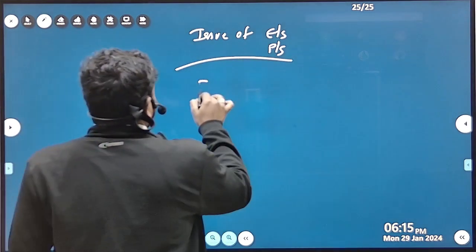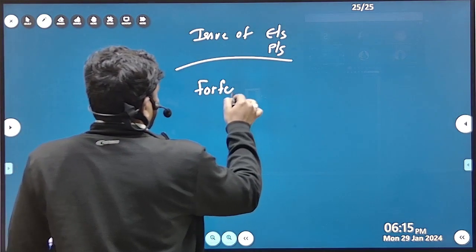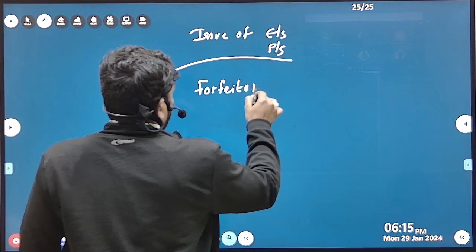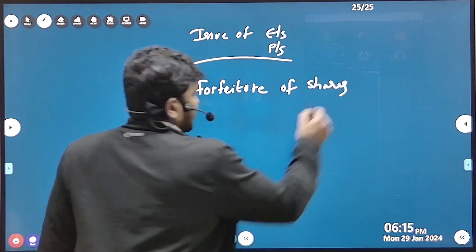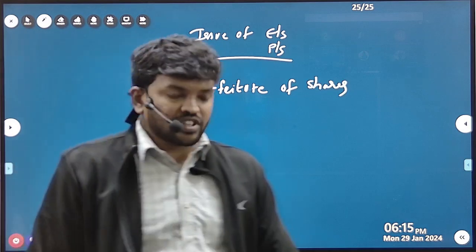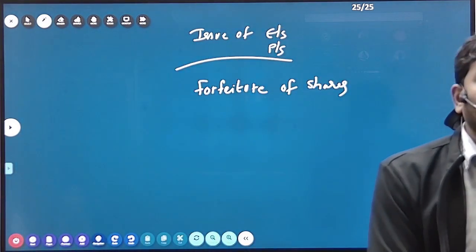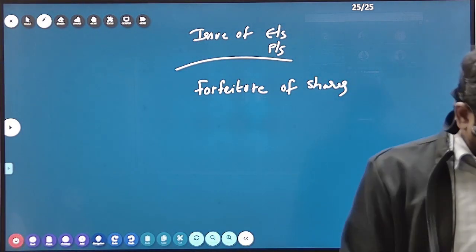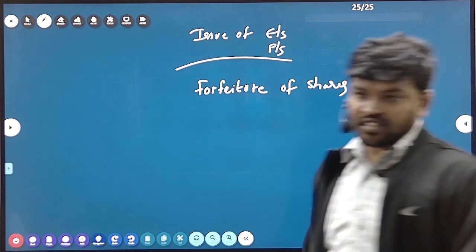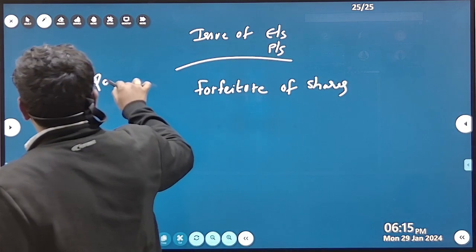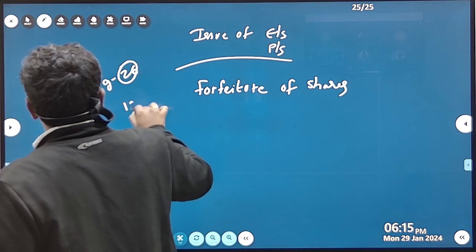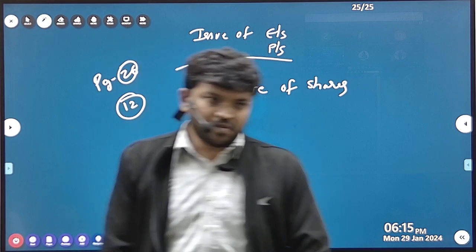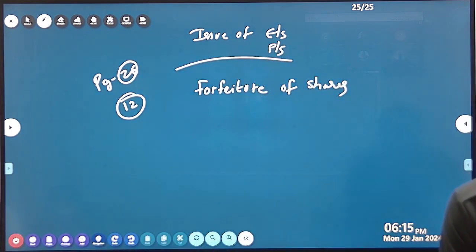Now the next topic is forfeiture of shares. What is forfeiture? Cancellation, or you should say confiscation. Okay, come to page number 26. Sum number 12. Mega, read the sum.